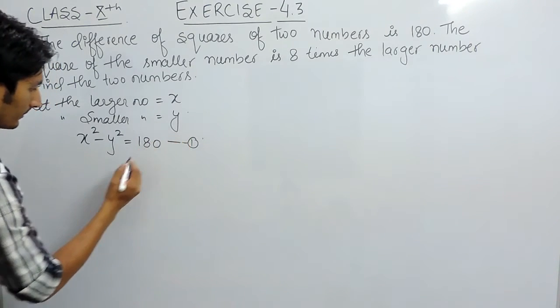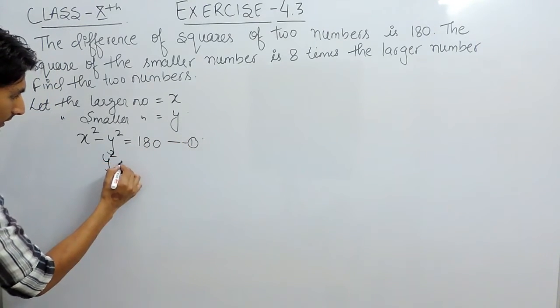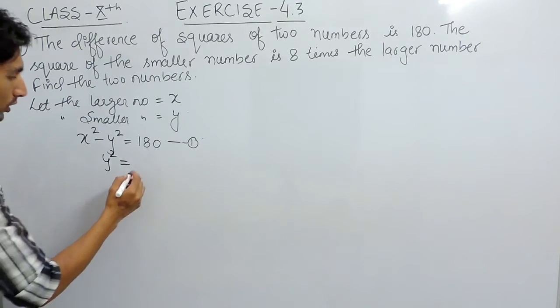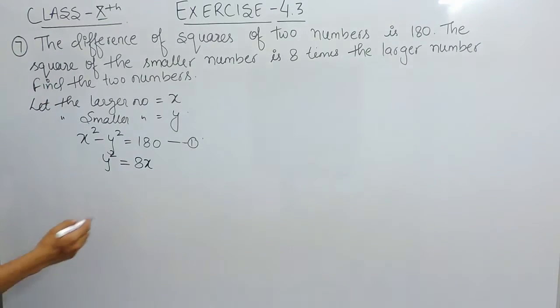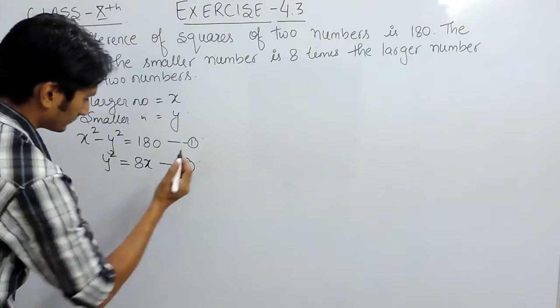The second equation says the square of the smaller number. Obviously this is our smaller number, so the square of the smaller number is equal to 8 times the larger number, which is x. So obviously this is our second equation.